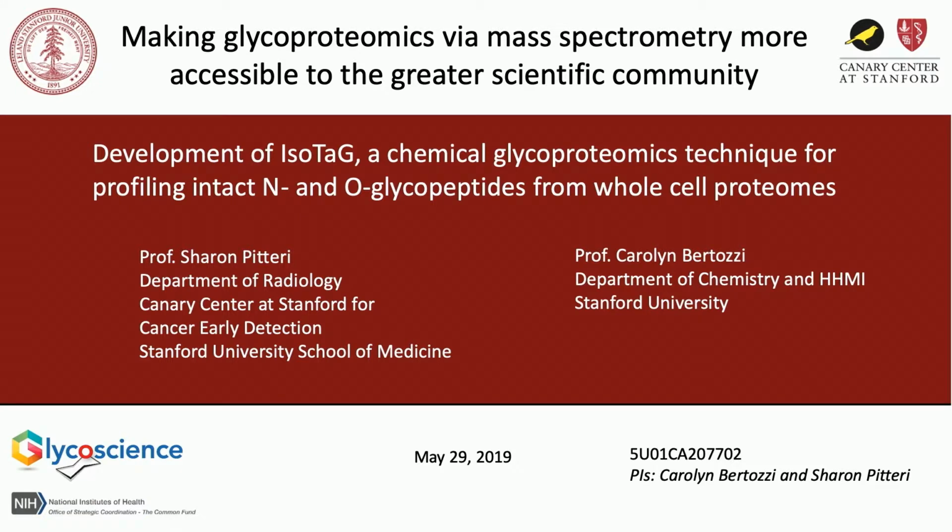So I'll be telling you about our work, which is aimed at making glycoproteomics via mass spectrometry more accessible to the greater scientific community. And the way we're trying to do this is by developing a new method that we call IsoTag. It's a chemical glycoproteomics technique that allows the analysis of intact N and O glycopeptides from whole proteomes.